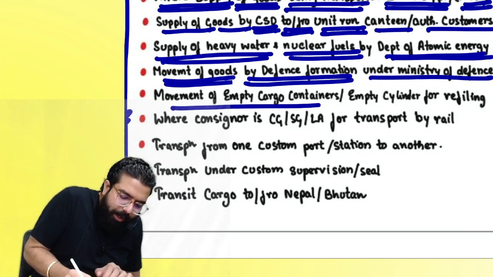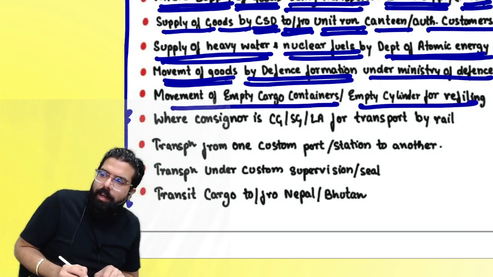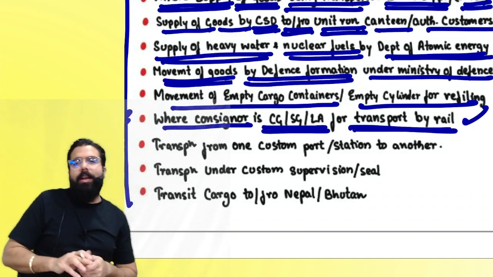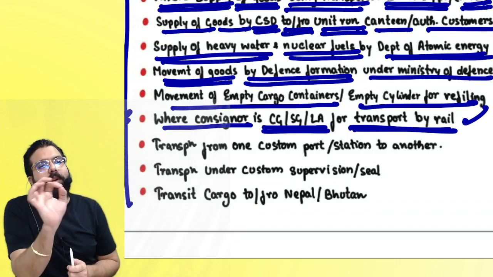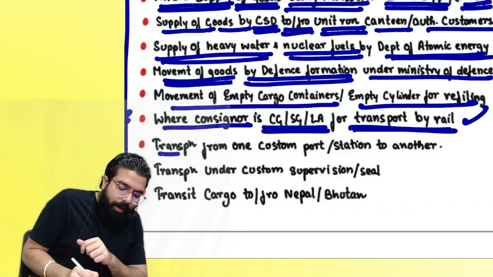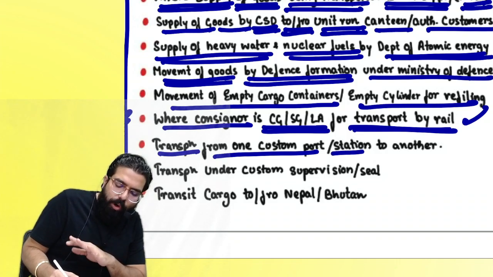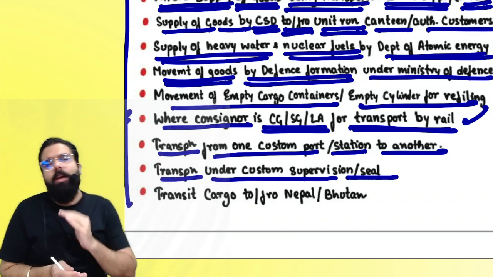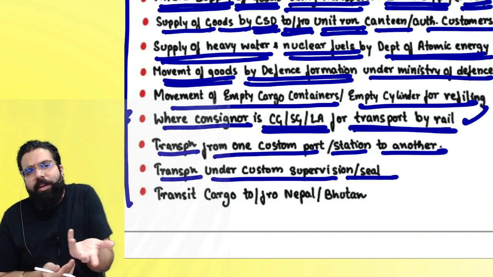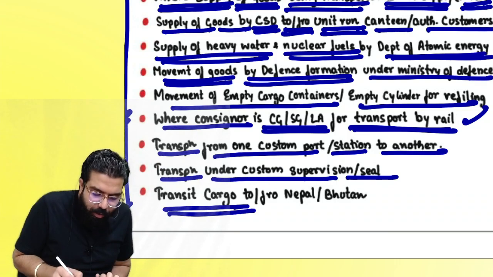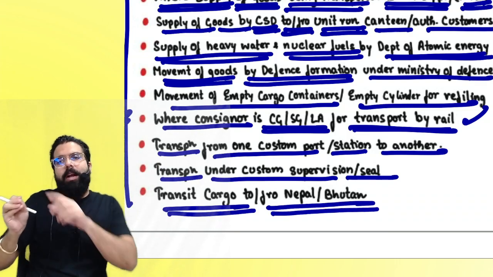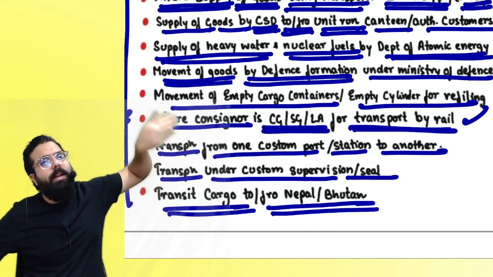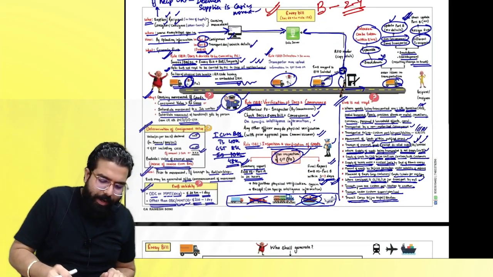Next. Movement of empty cargo containers or empty cylinders for refilling. When the consignor is the government and transportation is by rail. If goods are being transported by the government through rail, then an e-way bill is not required. Transportation from one customs station or port to another customs station or port. Transportation under customs supervision or seal. When customs supervision is there, GST supervision is not required. Transit cargo to or from Nepal. When goods are going to Nepal or coming from Nepal and being transported for movement in India, an e-way bill is not required.